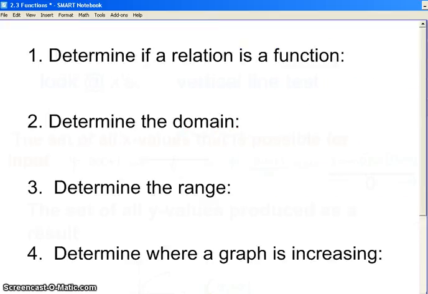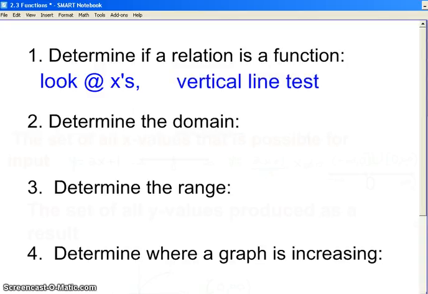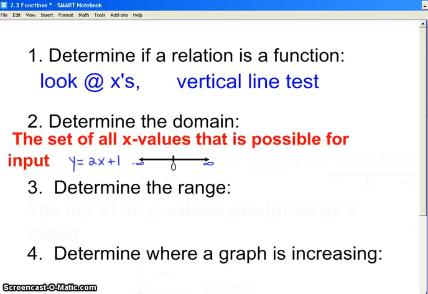In this section of chapter 2, we need to be able to determine if a relation is a function. By looking at your x's in a set of ordered pairs, if any of the x's repeat, it's not a function. And you can also do the vertical line test if you have a graph. Determine your domain, the set of all x values that is possible for your input. Again, for example, on 2x plus 1, y equals 2x plus 1, looking at this number line that I have here, if I go from negative infinity to positive infinity, every single one of those numbers is possible for my domain.